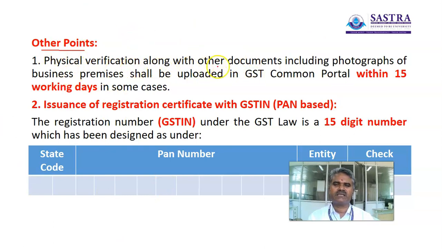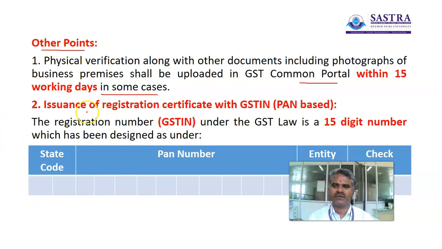Once the physical verification is done, along with other documents including a photograph of the business premises, it shall be uploaded in the GST Common Portal within 15 working days in some cases. Suppose you fail to give Aadhaar and other documents, you have to submit all the documents within 15 days when the physical verification is over. So from the date of physical verification, you have to submit all the relevant documents within 15 working days. Once you upload, if the PO is satisfied, they will give a fresh registration number.